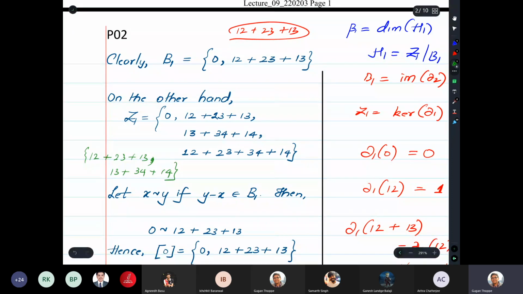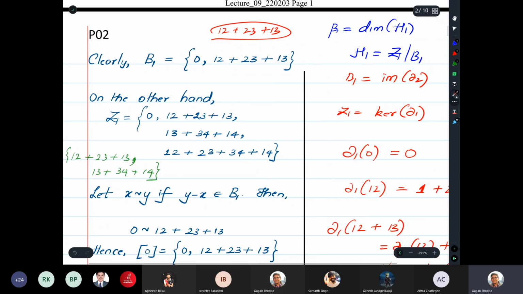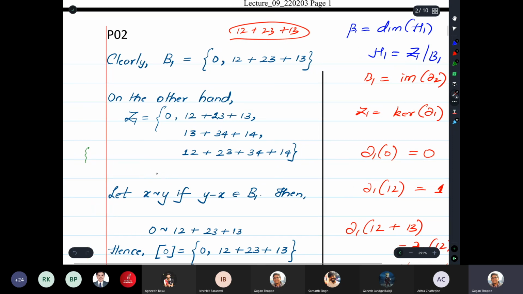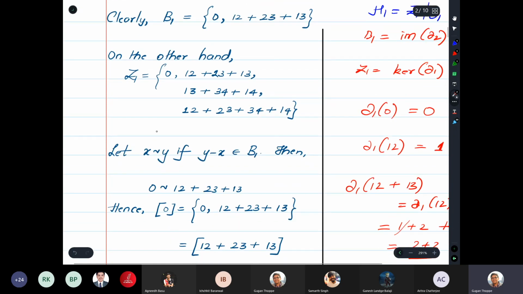Very good, right? So now we have with us what B1 is and what Z1 is, and I think we should now be in a position to compute H1. So recall what H1 is. H1 is taking the quotient of Z1 with respect to B1, right? So I'm explicitly doing this example so all of you can see what exactly this quotient operation does, right? And how it ensures that we count the right number of things.